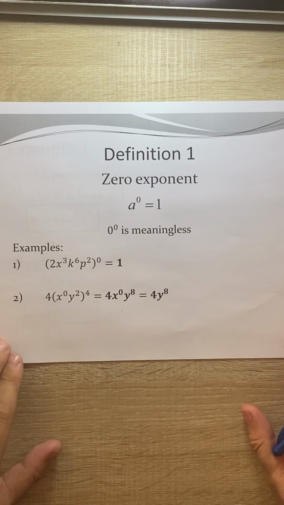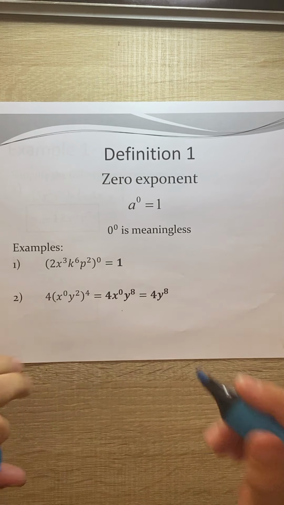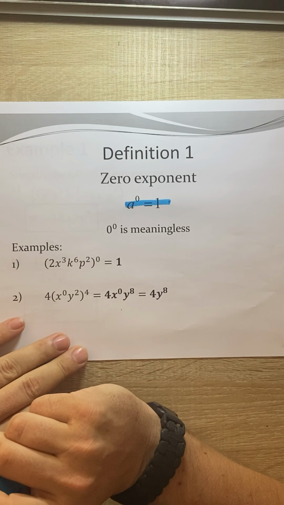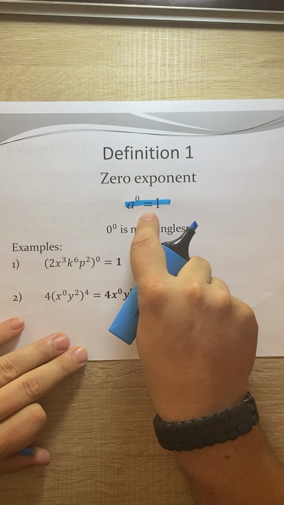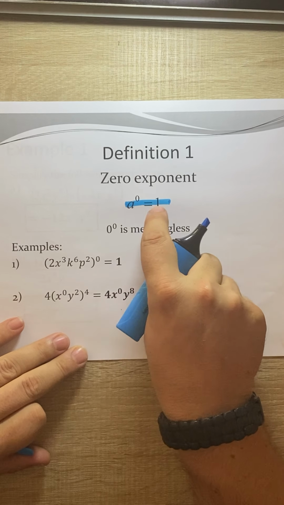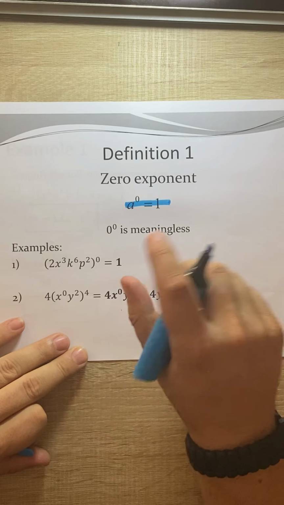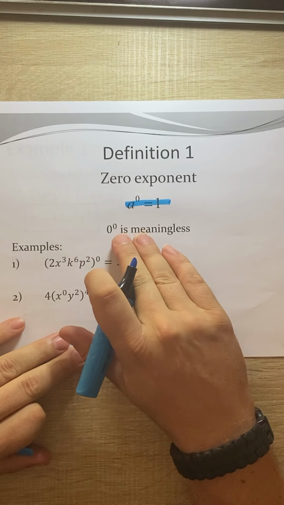Right, just some definitions. These are important. Anything, grade 9s, to the power of 0 is 1. This comes up a lot in exams and tests. Just remember anything to the power of 0 is 1. Then 0 to the power of 0 doesn't mean anything to us, so you're not going to get anything like that.